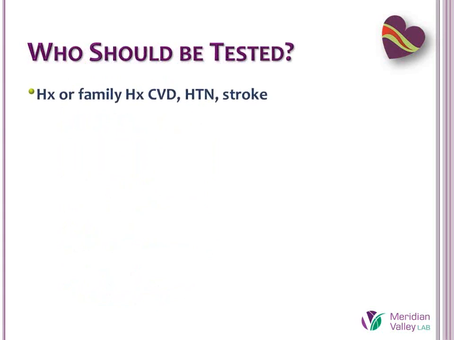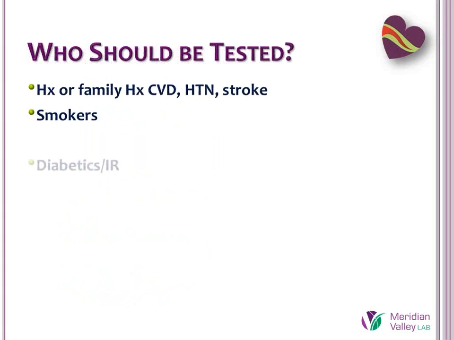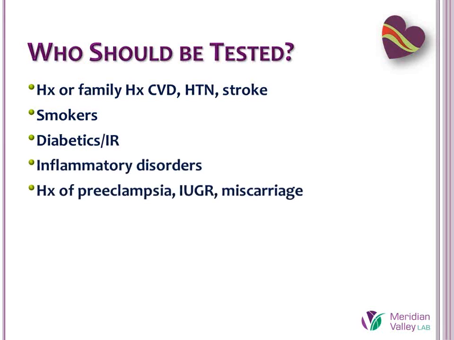So who should be tested? Well, anybody who has a history or family history of cardiovascular disease, hypertension, stroke, smokers, diabetics, and those with insulin resistance, people with inflammatory disorders, people with autoimmune disorders, anyone with a history of preeclampsia, intrauterine growth retardation, or miscarriage, because if they had those in their past, then they very well may have some elevated blood viscosity or a tendency towards elevated blood viscosity going on.